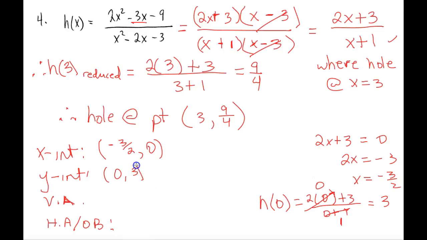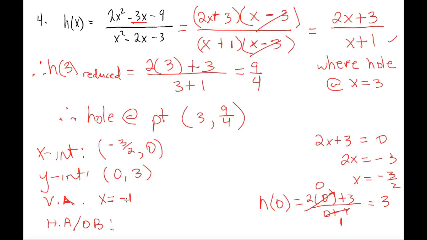For our vertical asymptotes, we see that we only have one factor in the denominator, so thus our vertical asymptote must be at x equals -1, since -1 is the number that makes the denominator 0.